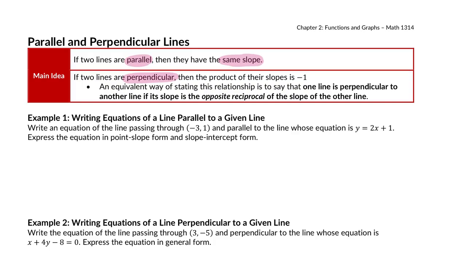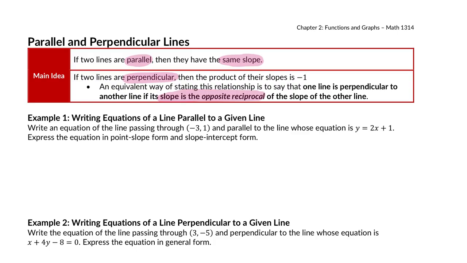One line is perpendicular to the other if the slope is the opposite reciprocal. Negative reciprocal is another way you might have heard this before. Opposite reciprocals. So if we're writing equations of lines that are parallel or perpendicular to other lines, parallel is the ones that go the same direction. Perpendicular is the one that meets at a right angle, or at a 90-degree angle.